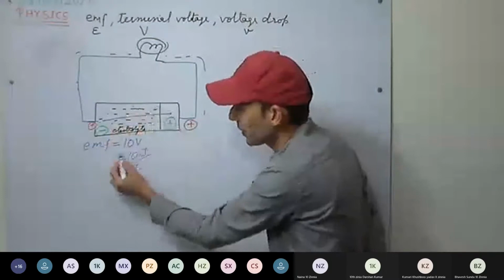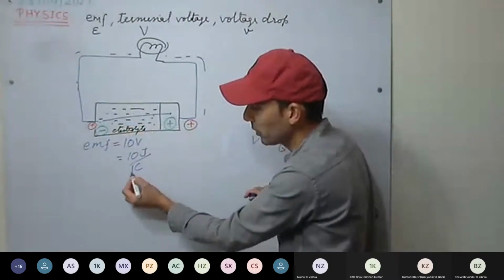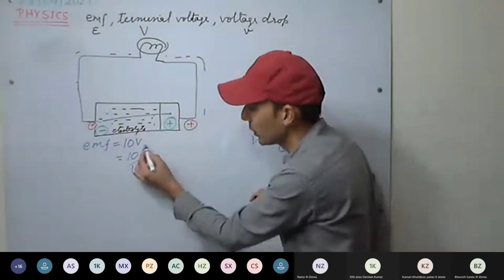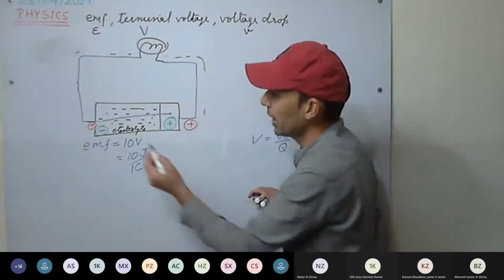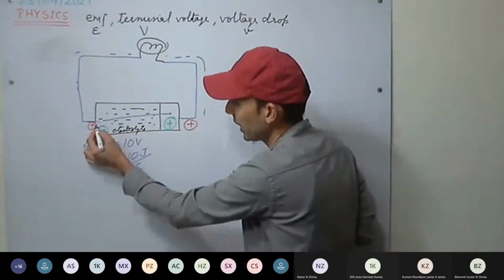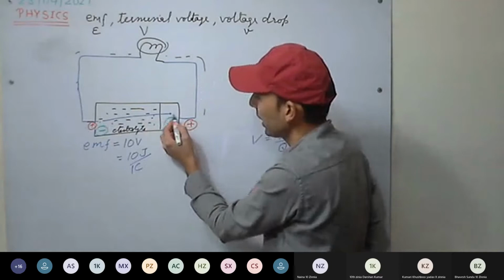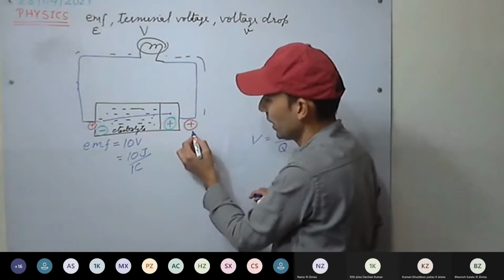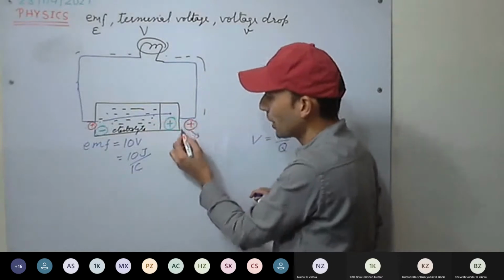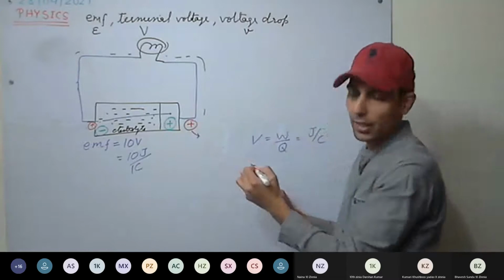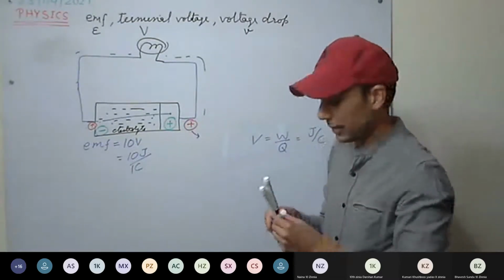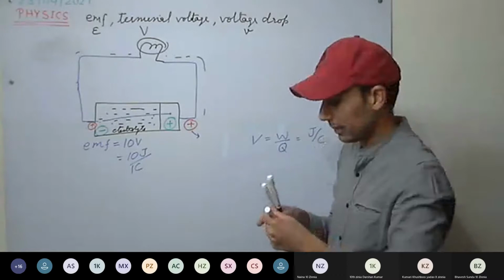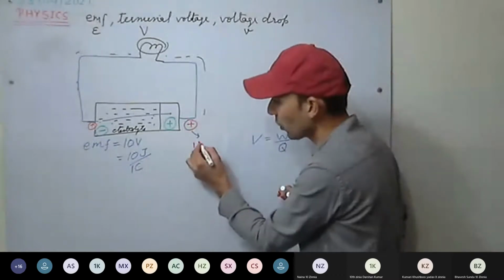This battery will do work of 10 joule on 1 coulomb of charge. That is, it will do work of 10 joule on unit positive charge. It does the work, supplies the energy, and by this it pushes, and this positive charge comes here. At this time, how much energy must it have? 10 volt. It must have energy of 10 volt.